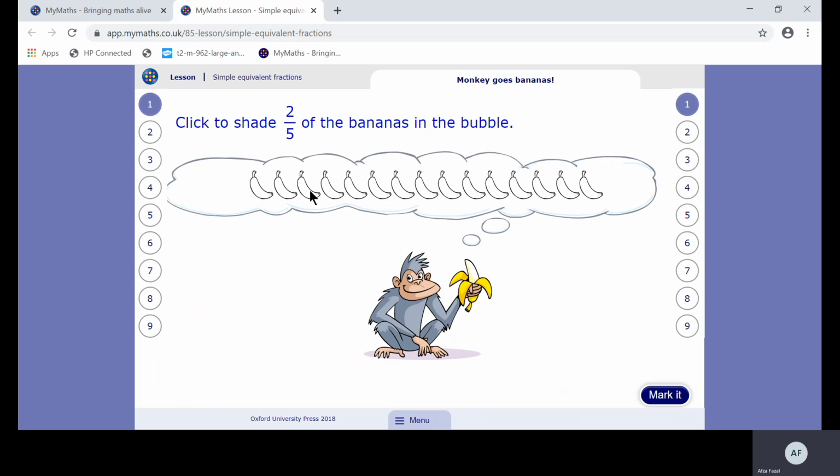So let's see, 1, 2, 3, 4, 5, 6, 7, 8, 9, 10, 11, 12, 13, 14, 15. 15 divided by 5 is 3. 3 times 2 is 6. 1, 2, 3, 4, 5, 6. There we go. So I'm going to leave the rest.